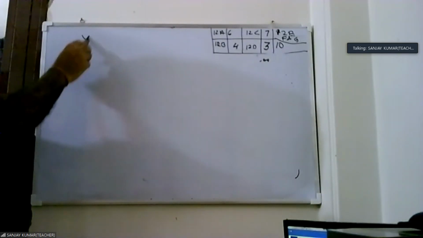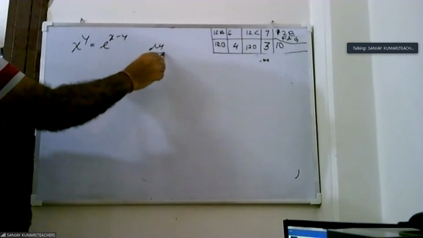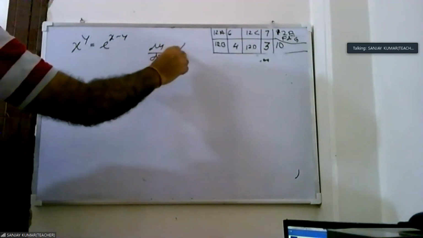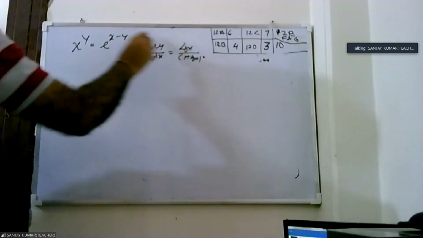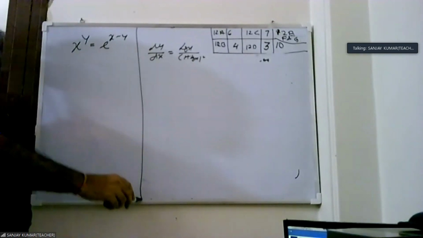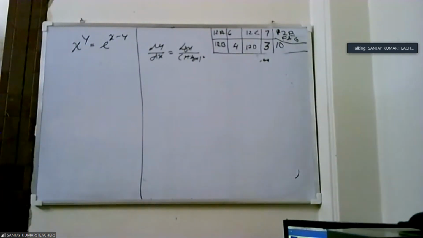This is x to the power y. This is the last question of today. The question is: if x to the power y, then prove that dy/dx is log x upon (1 plus log x) whole square. This is a question of log as well as implicit form. Now stop, look at your screen. Okay, now stop giving the answer.